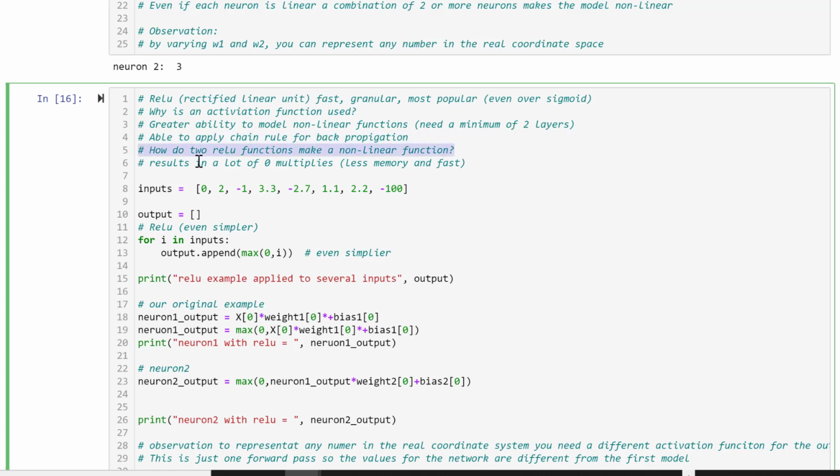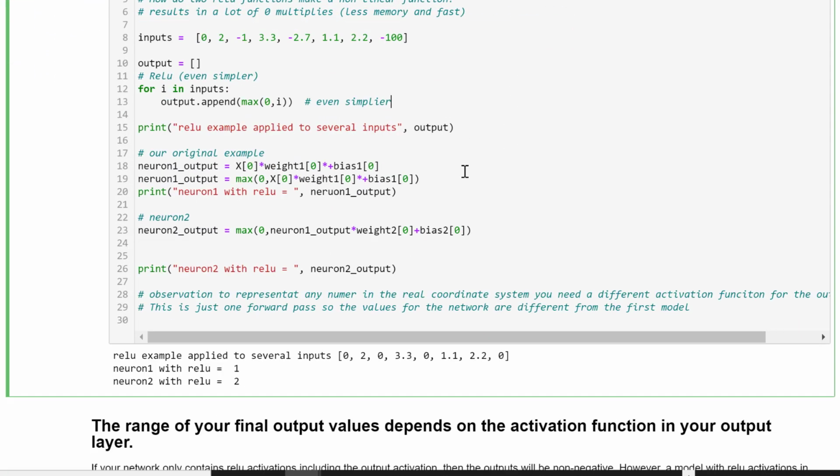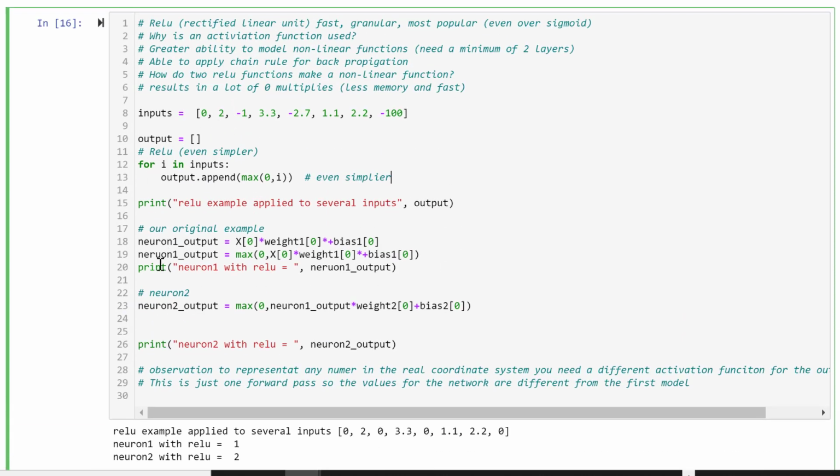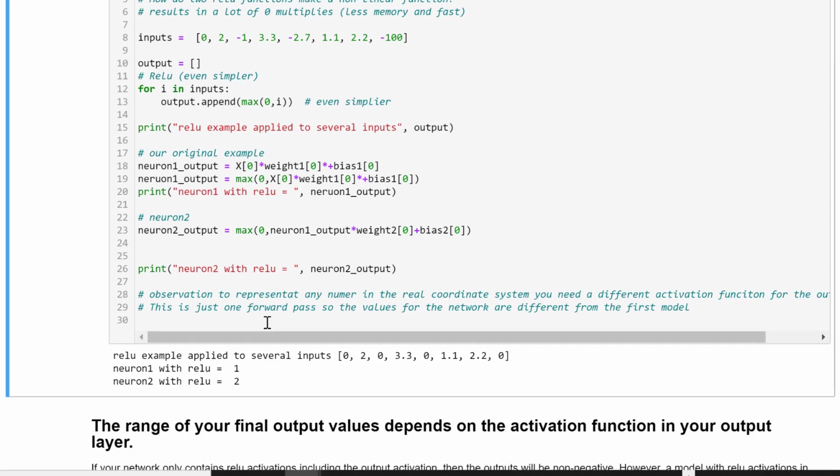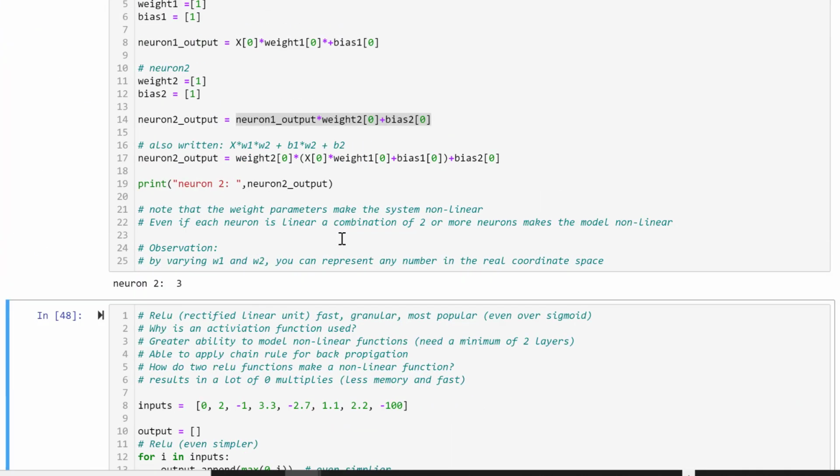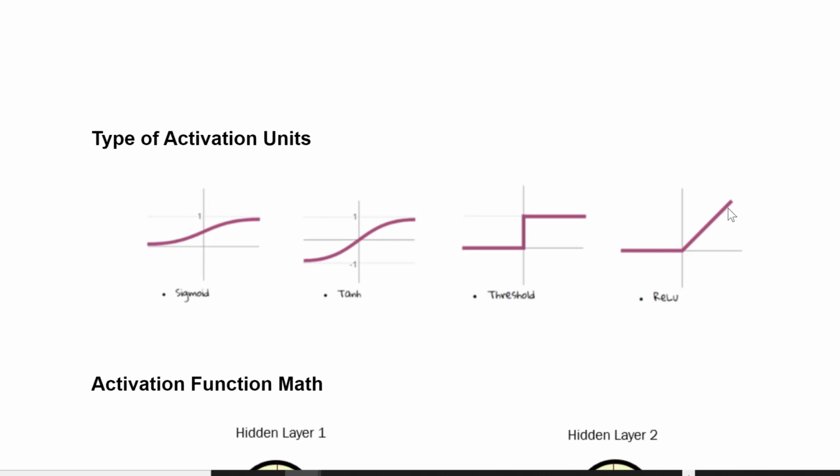So if you cascade these along a neural net and multiply that by the inputs, you get nonlinearity. And finally, a ReLU activation function results in a lot of zero multiplies in your matrix-to-matrix multiplies. All right, so let's apply this ReLU over these functions and look at the output, and then we take our original example, multiply that by the ReLU, and take a look at that output as well. Okay, so the observation here is you can represent any number in the real coordinate space, but you need a different activation function at the end, because the ReLU, if we applied it to the output, always gives a positive number.